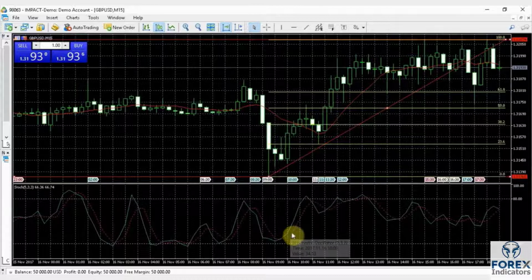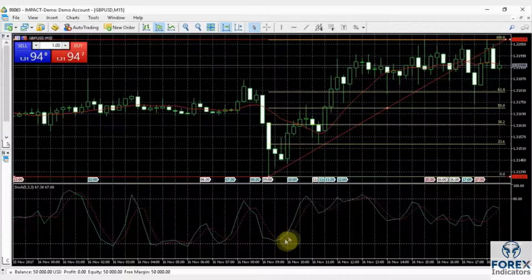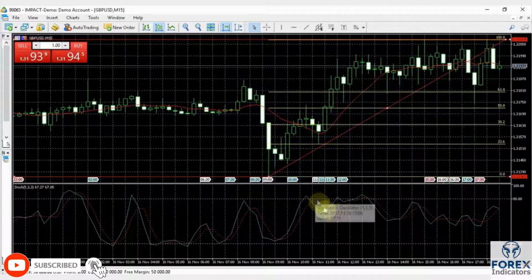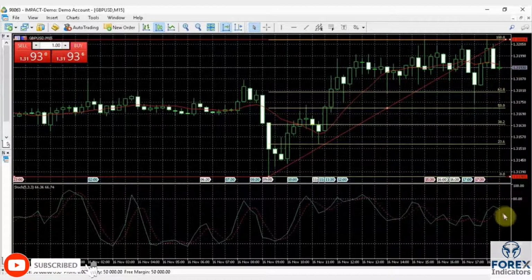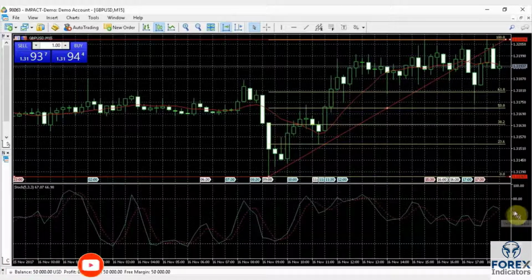So if the red line is supporting the price, it's a buy, as you can see, and if the red line is above the blue line, then it's a sell, as you can see. Red line above, then it touches here, crosses, it's going to be up. So what we're looking for is a sell, and as soon as we get that confirmation here, we're probably going to sell there.